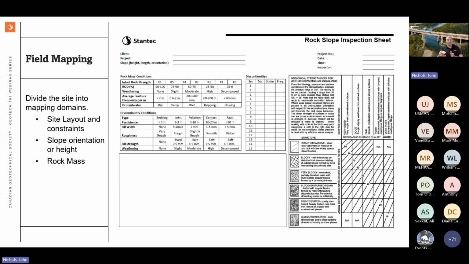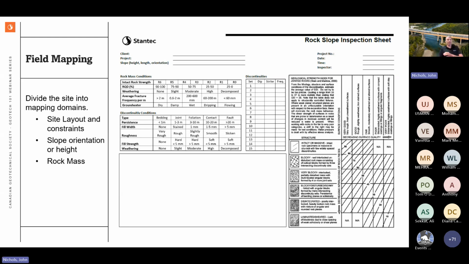You need to understand if the slope turns, if the orientation changes, the height changes, you may intersect a set of discontinuities that you didn't intersect at a different orientation. And again, with the spacing of some joint sets or discontinuities, it may not be a problem for one cut, but it may be a problem for another orientation of a cut or height.